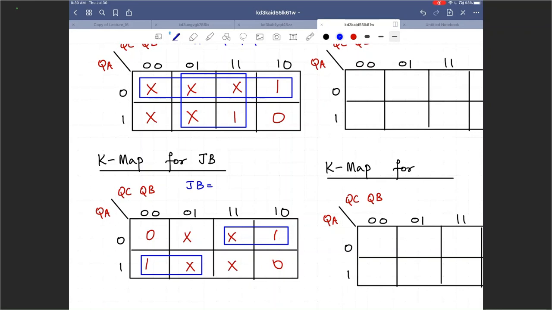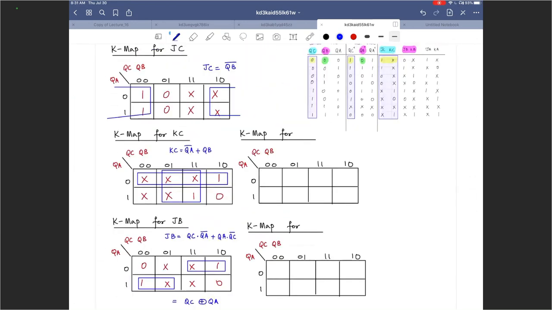What would that be? I have QC and QA complement, or QA and QC complement. All right, so this is in a very nice form actually. What is that? QC exclusive or QA. So I can simply write that. That was for JB. Now let's go for KB.